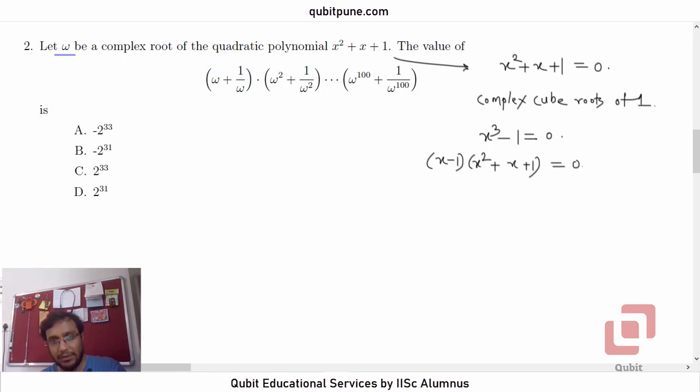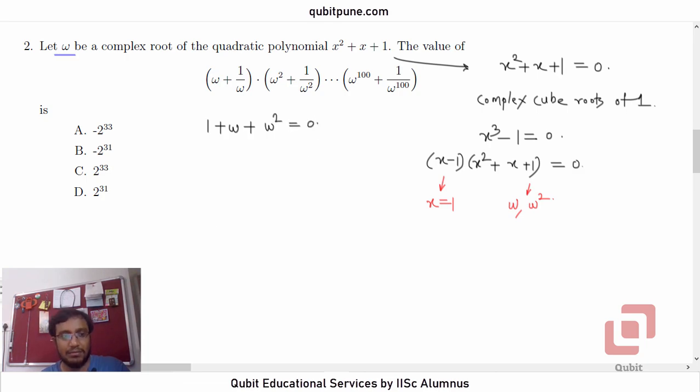if you equate it to 0, this part gives us x equal to 1, and the remaining part, x squared plus x plus 1, that is the given quadratic polynomial. This is going to give us two roots. If we call one of them omega, the other one will automatically become omega squared. All of you know this theory part, right? So we will now write down the equation 1 plus omega plus omega squared equal to 0.